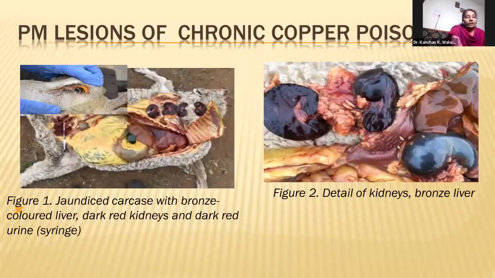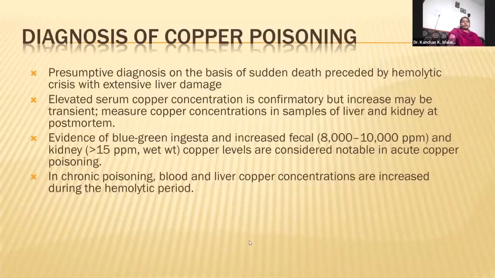And if you open the kidney, you will find a typical brownish, bluish brownish discoloration. So on the presumptive diagnosis, on the basis of sudden death and hemolytic crisis, you can suspect that this is a case of some poisoning. And what poisoning? Again, we can take the history, whether this animal was in stress, or when you cut open the carcass of such an animal, you will find extensive liver damage with the bronze discoloration on the liver.